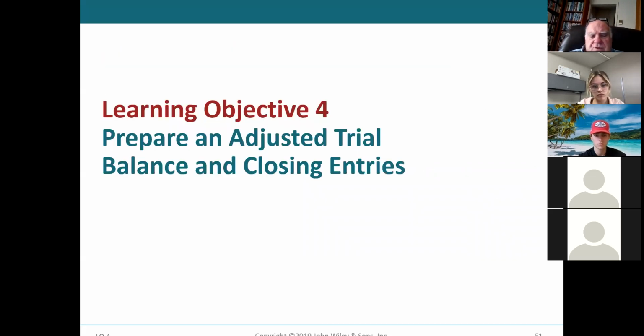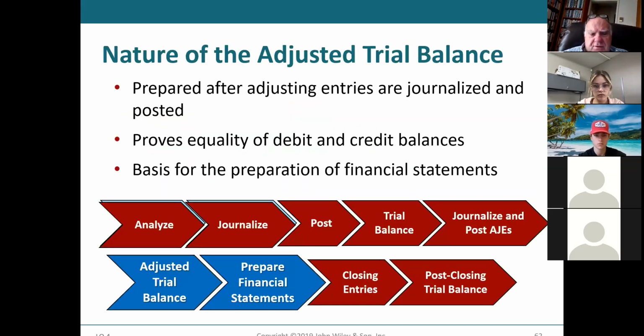Okay, so that took us through adjusting journal entries. And I warn you, they're going to be tricky. They're going to make you think. But once you get the hang of it, it's not too bad. So now let's assume we did all of our adjusting entries and we did them all correctly. Now we're going to run another trial balance. This one is complete and correct. So we're going to prepare an adjusted trial balance and closing entries.